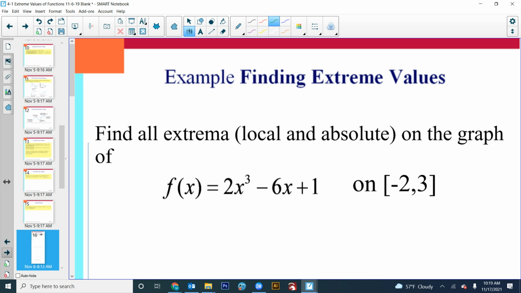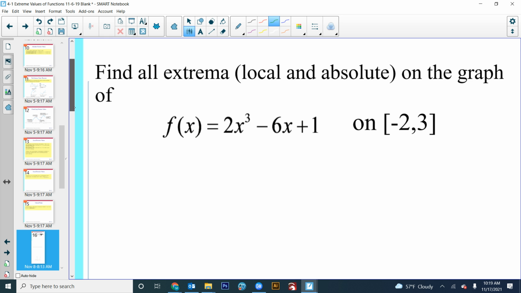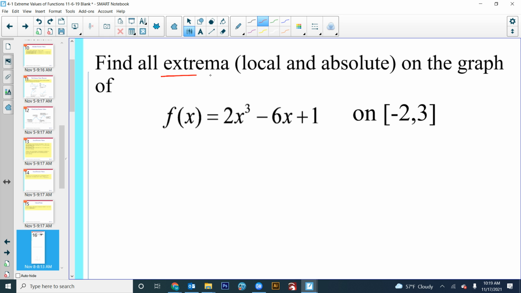All right, finding extreme values. Find all extrema on the graph. We're starting off with just a little baby problem. Easy. We know what 2x cubed minus 6x plus 1 looks like. We're not going to always have that benefit. We're not always going to know what the graph looks like.